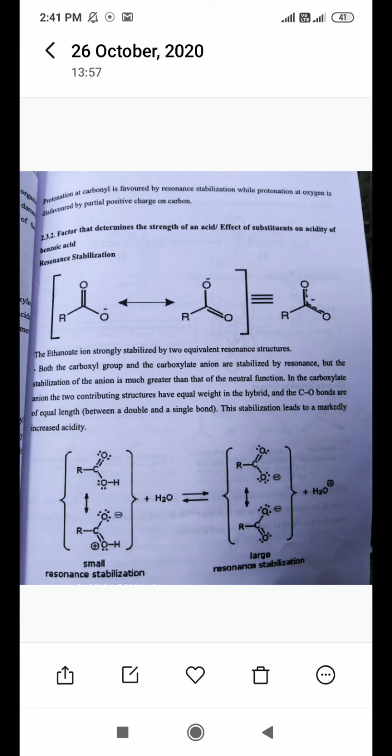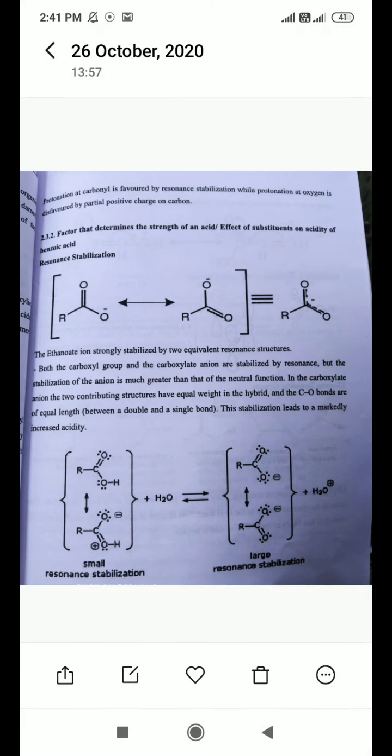Protonation of the carbonyl is favored by resonance stabilization, while protonation at the hydroxyl oxygen is disfavored by the partial positive charge on carbon. This means protonation is generally favored at the carbonyl group. Generally the carbonyl group accepts the proton, whereas in the hydroxyl group, H can act as a hydrogen donor.